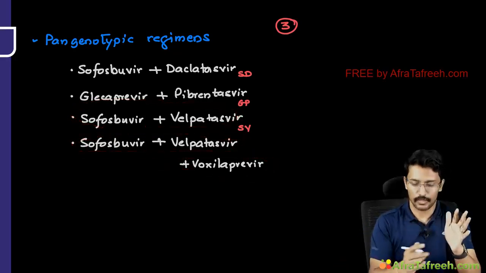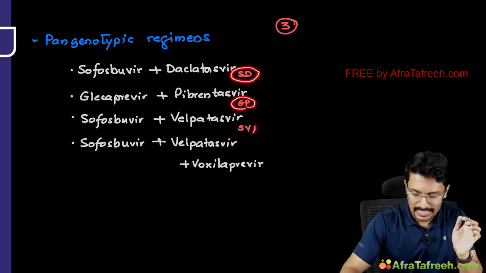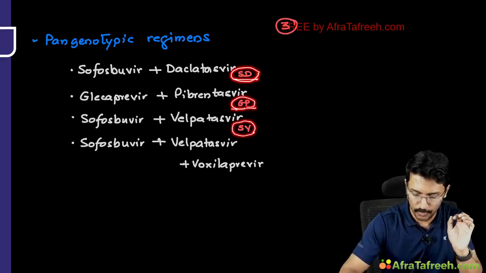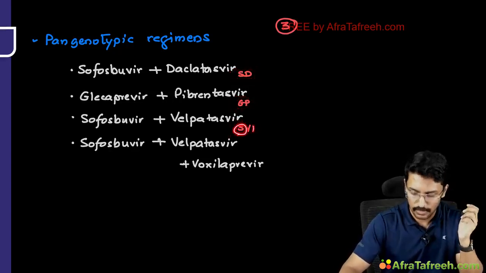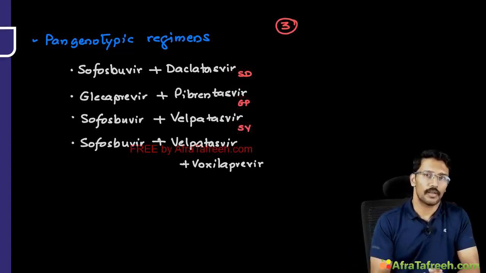The mnemonic goes like this. Some dedicated general practitioner saves valuable lives. S saves V valuable lives. Right? That's the mnemonic to remember.